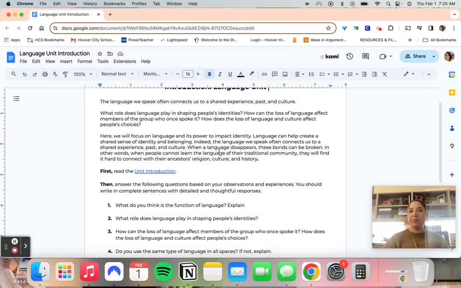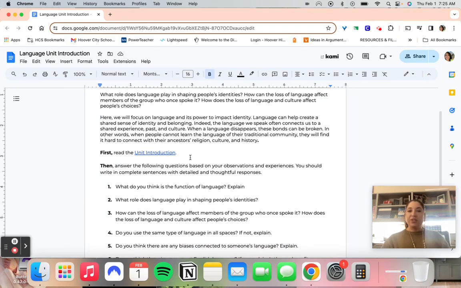It says, the language we speak often connects us to a shared experience, past, and culture. What role does language play in shaping people's identities? How can the loss of language affect members of a group who once spoke it? How does the loss of language and culture affect people's choices? Here we will focus on language and its power to impact identity.